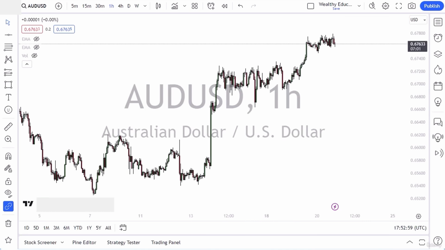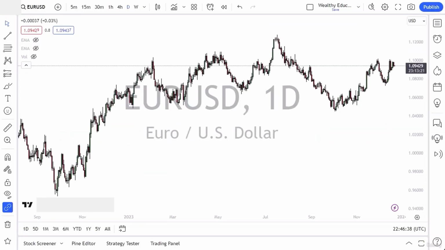In the next video, I'll start taking a look at the Fibonacci tools on TradingView. Hello and welcome back to the course. In this video, we'll take a look at the Fibonacci tools.